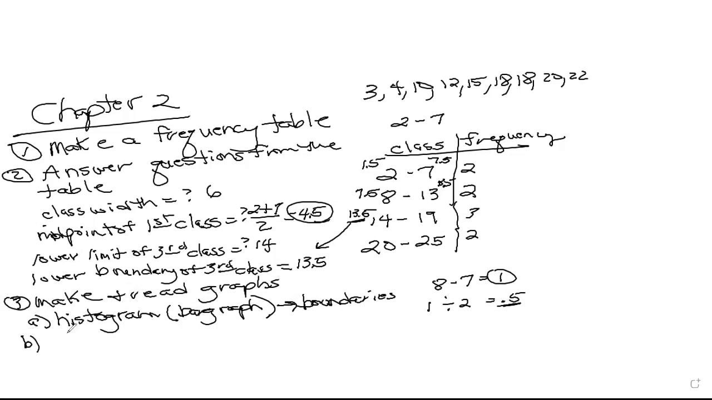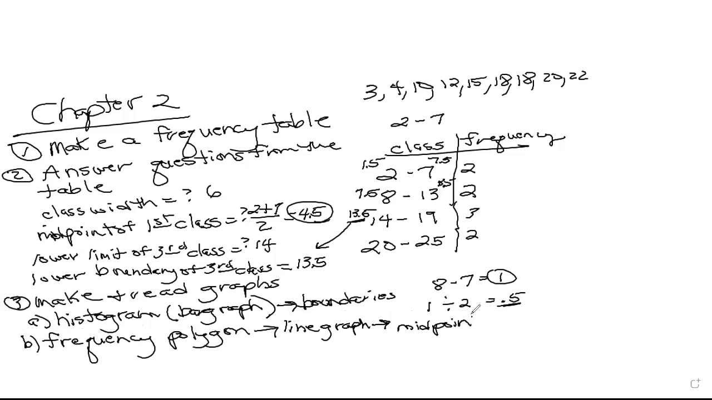Another kind of graph I might ask you to do is called a frequency polygon. And when you read frequency polygon, you should think line graph. And on the horizontal scale there, you put the midpoints. So the way I used to remember it was bar graph and boundaries both started with a B. So the boundaries go on the horizontal of the bar graph, which is the histogram, and the midpoints go on the horizontal of the line graph, which is the frequency polygon.